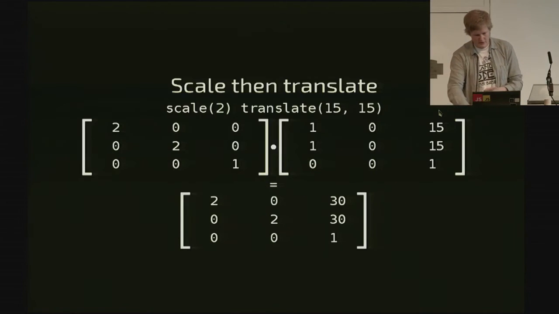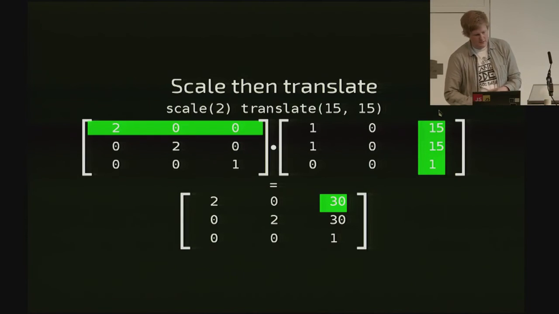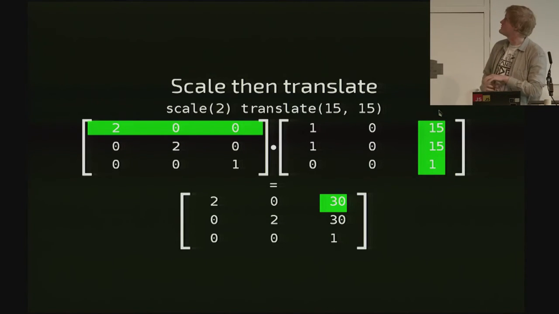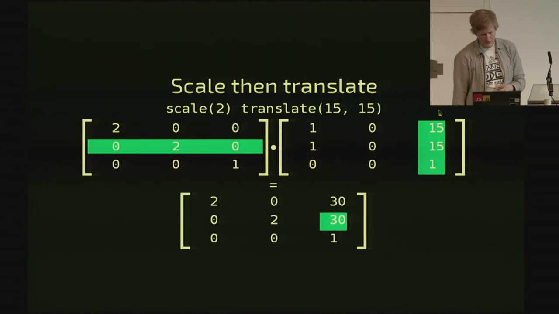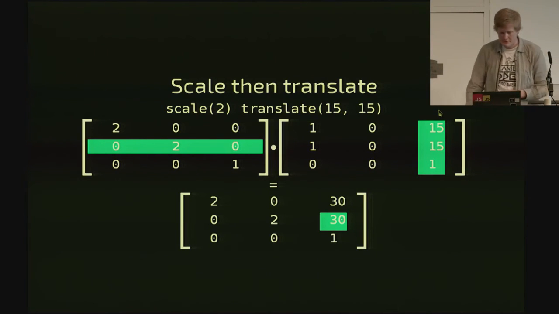So I'm going to illustrate it with an example. These are the calculations for the combined transform of a scale and then a translate. And if we look at the row-column pairs that define the translation part of the final matrix, you can see that it's 30 along the x-axis and 30 along the y-axis. And it's because the number 2 from the scaling transform and the 15 from the translate transform are multiplied and produce 30.